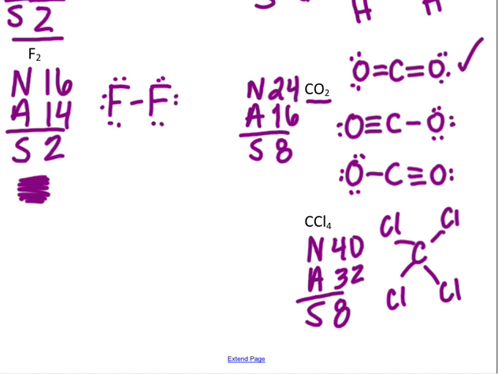So how many do we have left to pass around? 24, right? So that's 3 pair on each. 2, 4, 6, 8, 10, 12, 14, 16, 18, 20, 22, 24. Everyone good so far? All right.